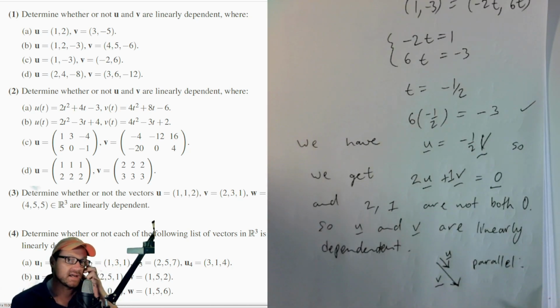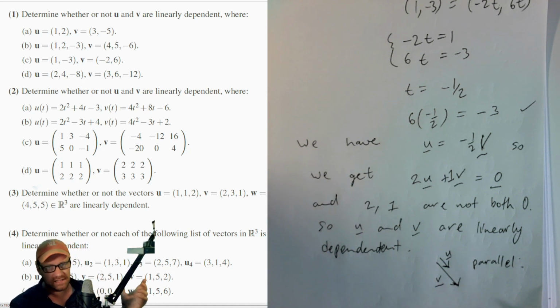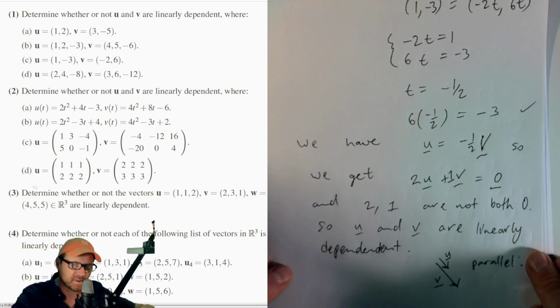But again, keep in mind that if you have three vectors, when three vectors are parallel, they are linearly independent. However, that is not the criterion for those vectors to be linearly dependent. Just bear that in mind.